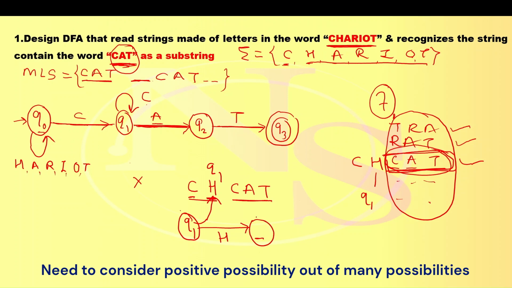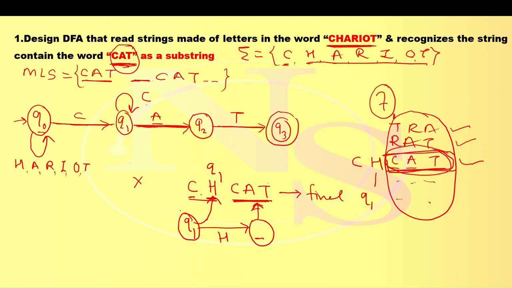And that other state will have the path for the remaining symbols CAT. After reading CAT, that other state will go to the final state. Why? Because CHCAT is a valid string. It contains CAT, so this becomes valid, and by reading all the symbols it will go to the final state.